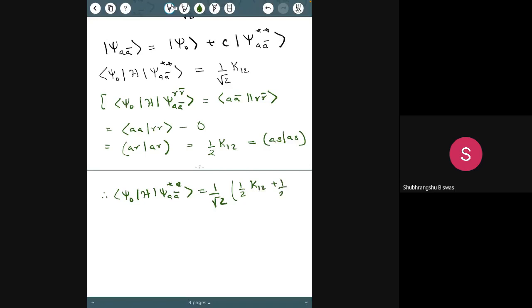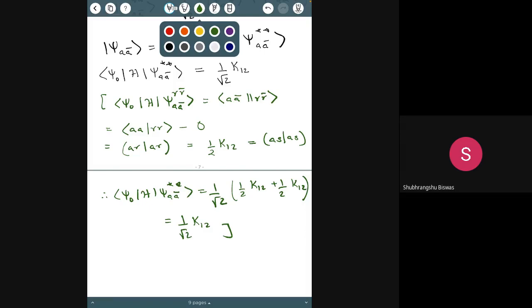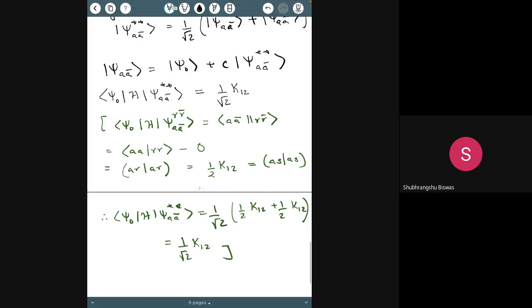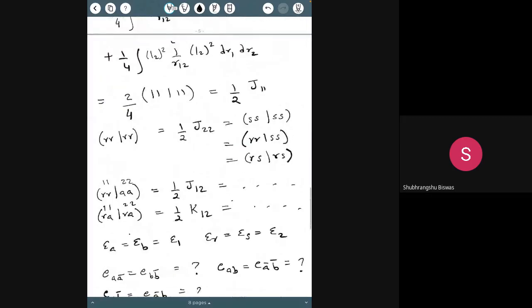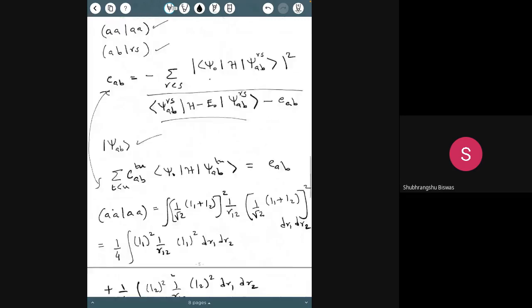Therefore, the matrix element of the starred function is 1 by root 2, half of K12 plus half of K12, which is 1 by root 2 K12. Okay? So it's clear how we evaluate the matrix element. This will take care of the numerators that I want. So now we have enough information for the numerators.